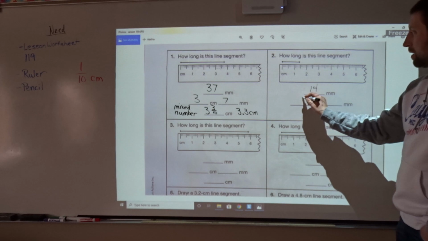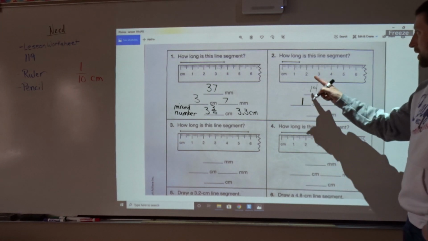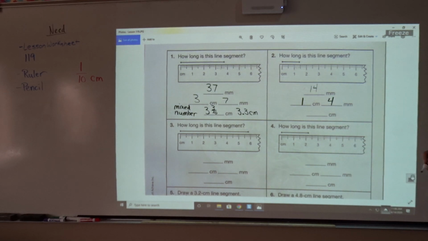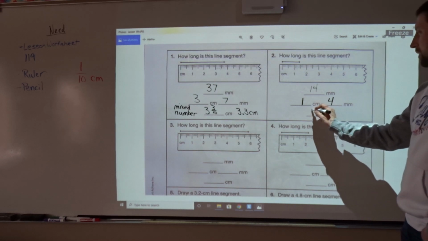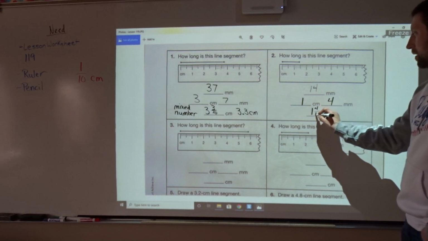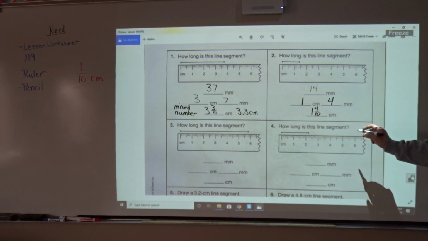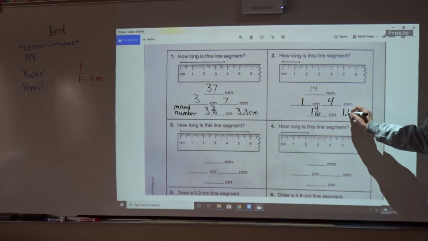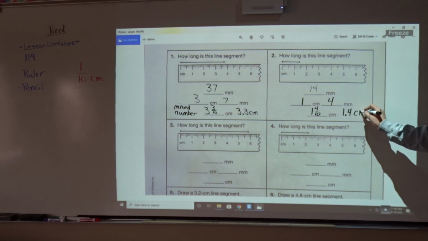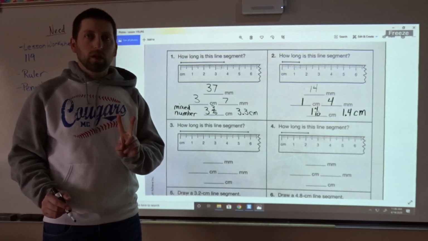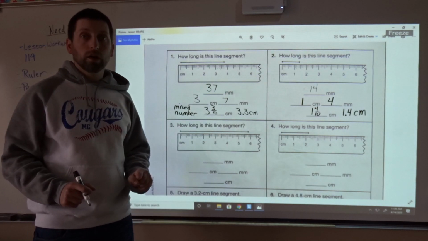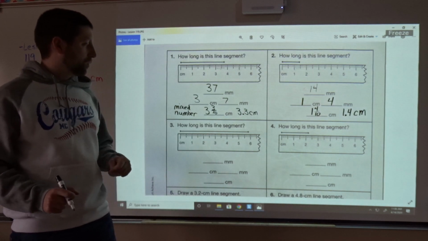It's 1 full centimeter and 4 extra millimeters. So again, let's write that as a mixed number or a common fraction. 1 and 4 tenths. And let's write it as a decimal as well. And that would be 1 decimal point 4 centimeters. Now that you have 2 examples of how to do this, I want you to hit pause right now, try 3 and 4, and then when you come back, I'll go through number 3 and number 4.